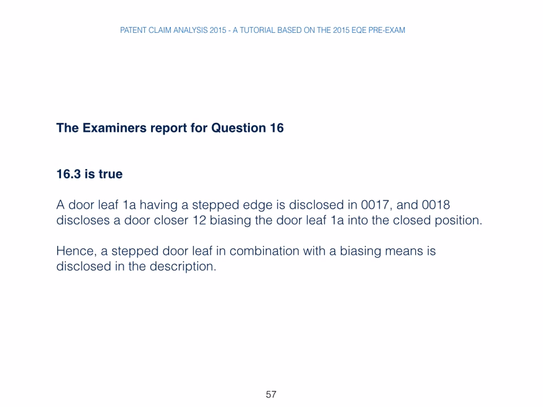16.3 is true. A door leaf 1A having a stepped edge is disclosed in paragraph 17, and paragraph 18 discloses a door closer 12 biasing the door leaf into the closed position. Hence, a stepped door leaf in combination with a biasing means is disclosed in the description.